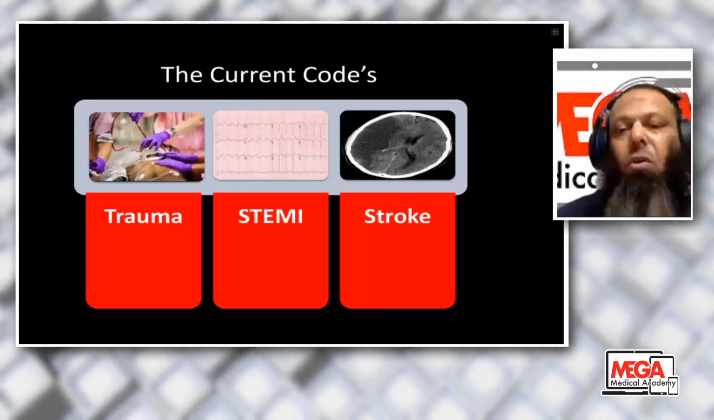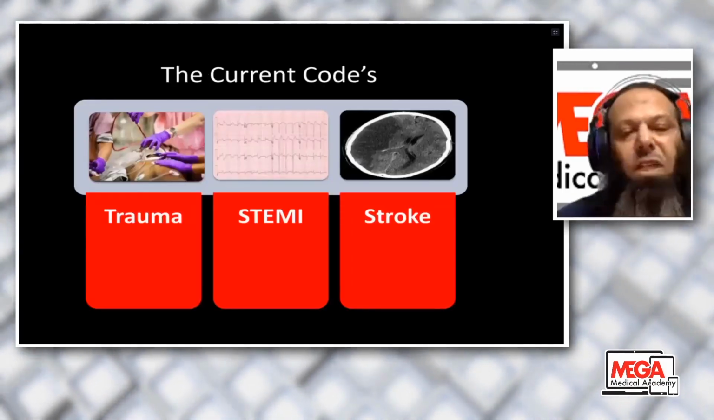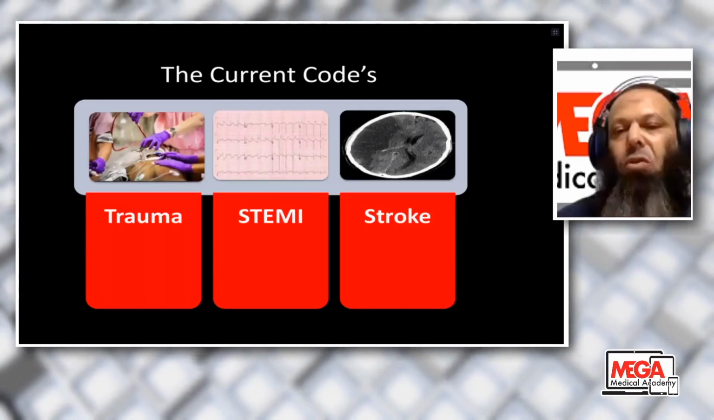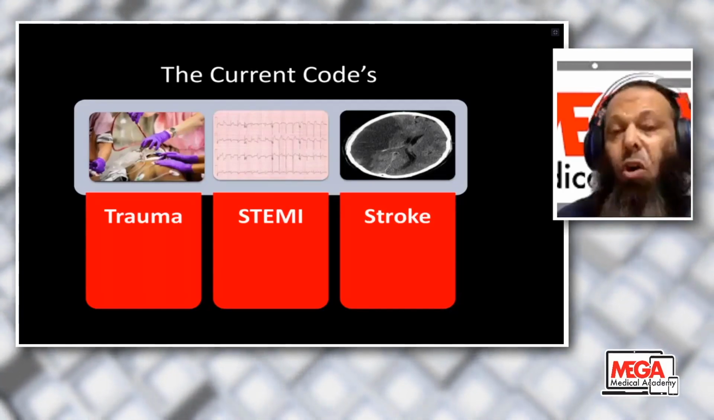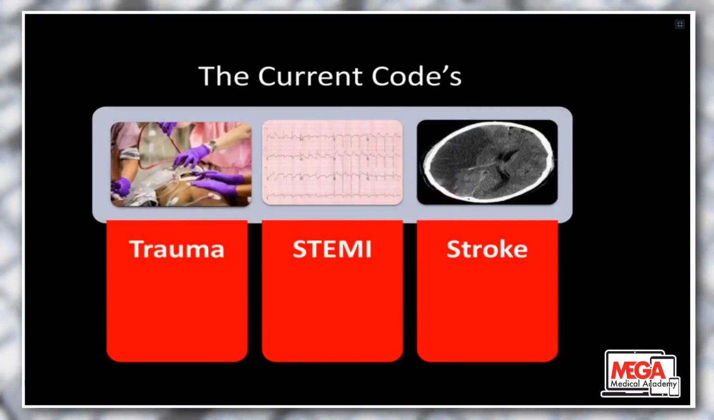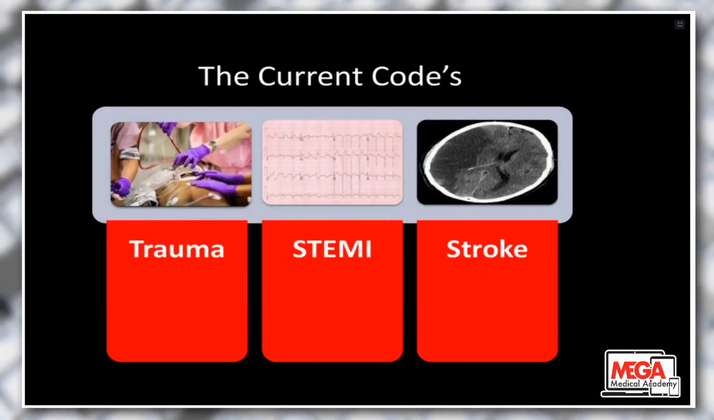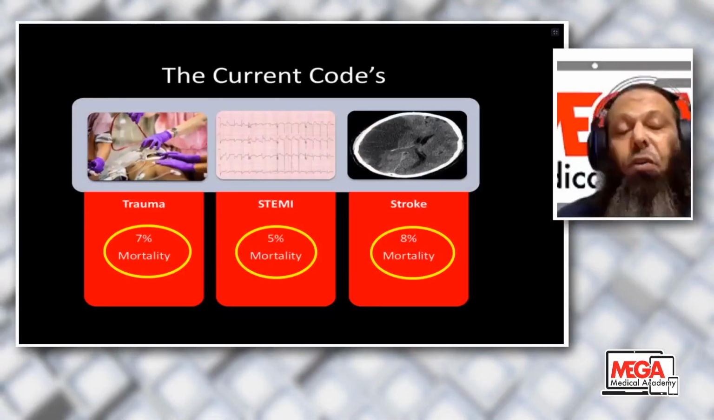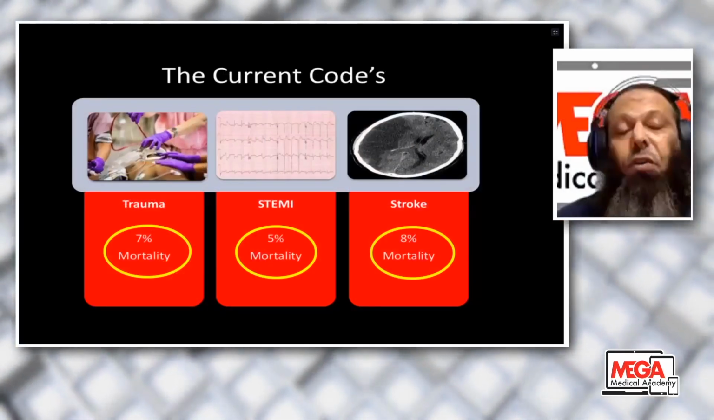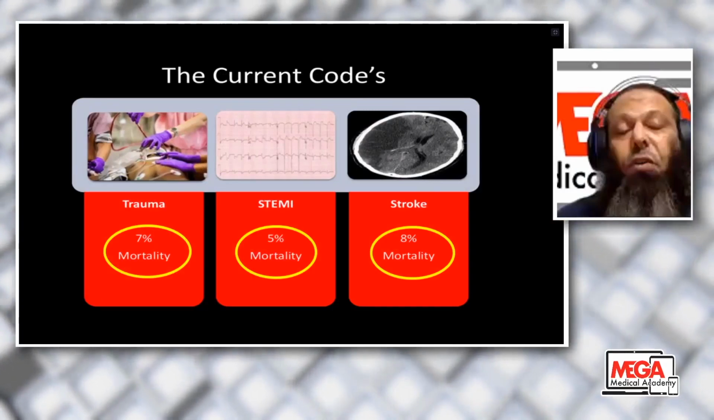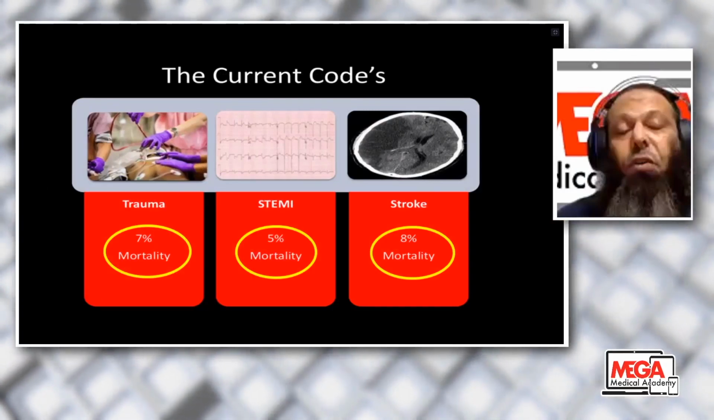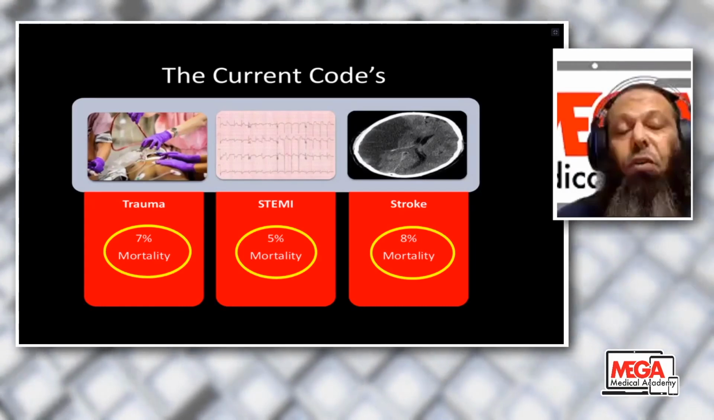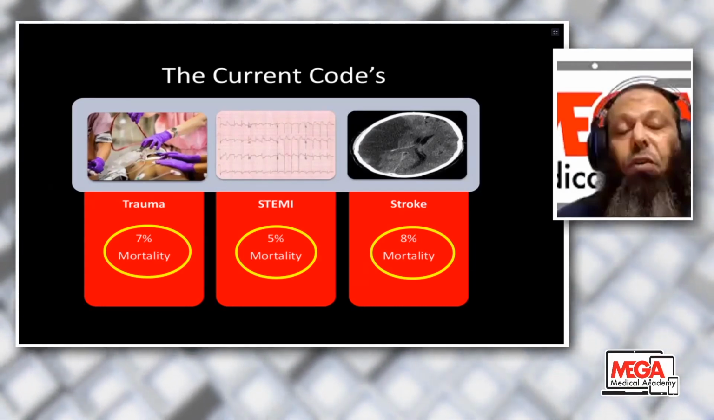Of course, all of us working in trauma, CCU, or neurocritical care have codes in the hospital: trauma, STEMI, and stroke. The overall mortality from trauma is about 7%. For STEMI, it is about 5%. This is overall mortality. Stroke is about 8%.